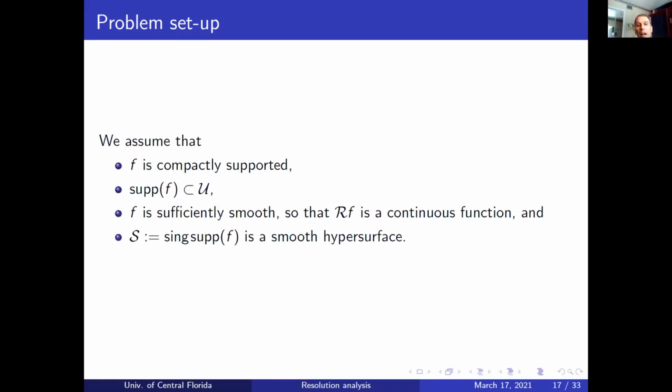So, initial set of assumptions: we assume that f is compactly supported. Its support is inside U, the image domain. So f is sufficiently smooth so that Rf is a continuous function, so we can talk about pointwise values of Rf. And the singular support of f, which we denote by S, is a smooth hypersurface.